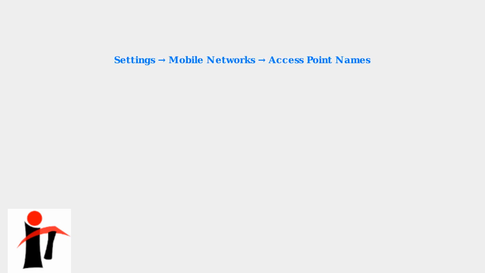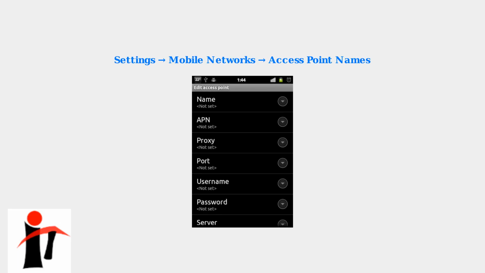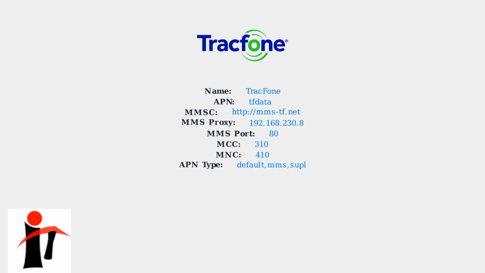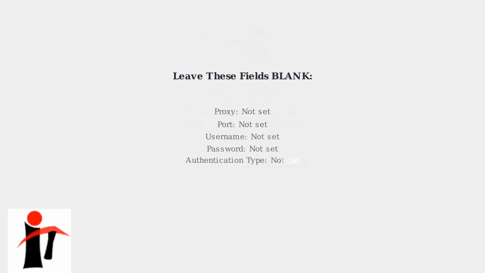For Android devices, you'll need to manually create a new APN. Navigate to Settings, then Mobile Networks, then Access Point Names. Now you'll create a new APN with specific TracFone settings. Here are the exact values you need to enter. Important, leave all other fields such as proxy, port, username, password, and authentication type as not set or blank.